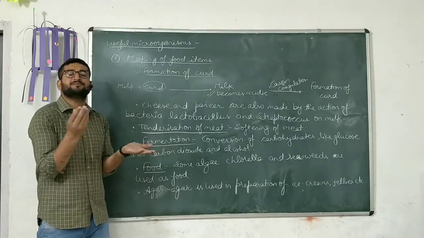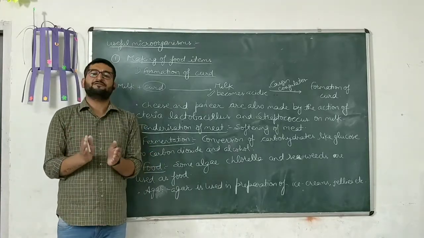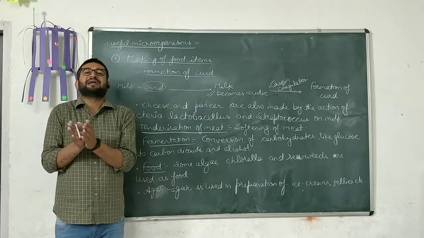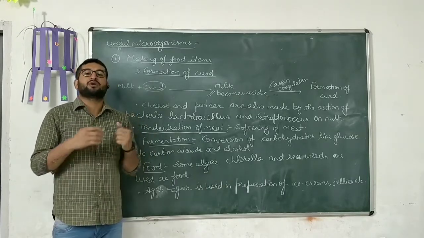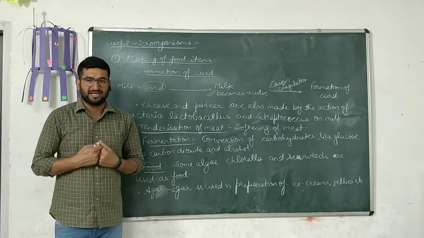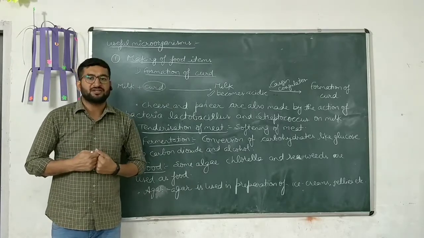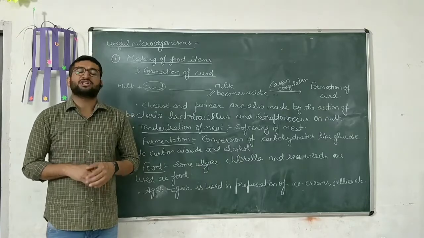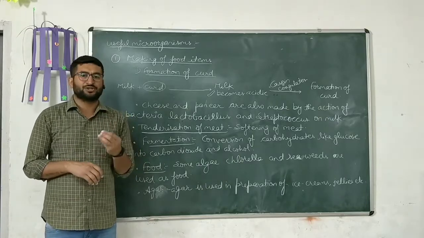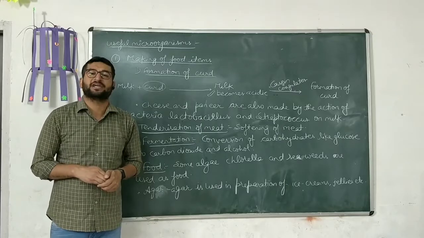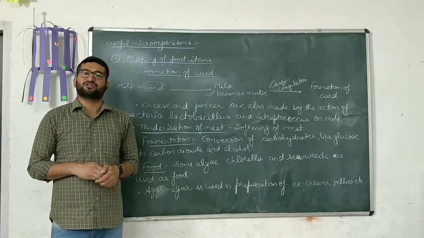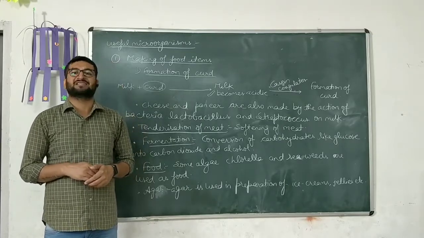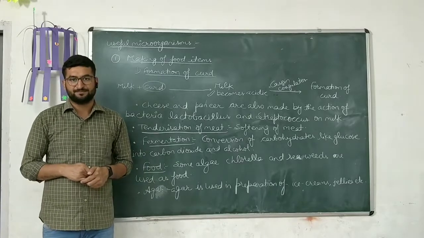But what is fermentation? The conversion of carbohydrates like glucose into alcohol and carbon dioxide is known as fermentation. The conversion of glucose into alcohol, that is ethanol, and carbon dioxide is known as fermentation. Louis Pasteur was the scientist who discovered fermentation.